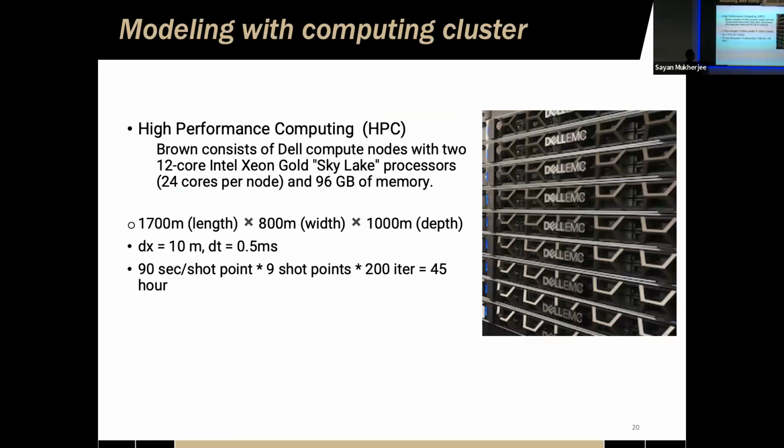The computing is done using the Purdue cluster called Brown. It has 96 gigabytes of memory. The computing domain I have has more than a million points to calculate at every second. This just gives you an intuition of how fast or how slow it computes. Each forward modeling has 9 shots, and each shot takes about 90 seconds to calculate. So if I want to run it for 200 iterations, it takes 45 hours, almost 2 days.